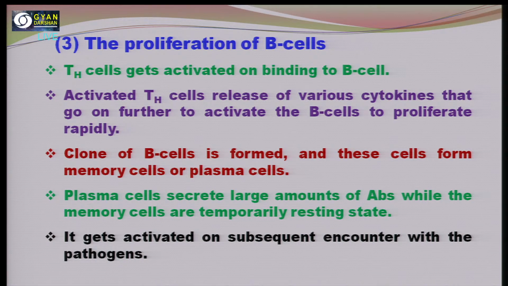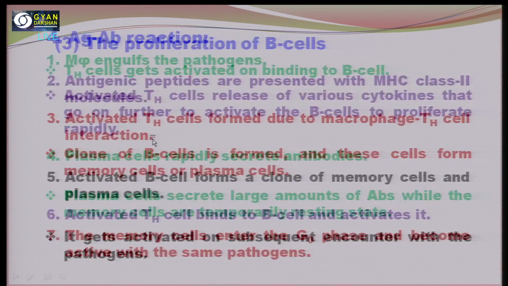Activated T helper cells release various cytokines. It is another very important process. The activated T helper cells release cytokines that go on to activate the B cell to proliferate rapidly. A clone of B cells is formed, and these cells form the memory cells or plasma cells. Plasma cells secrete large amounts of antibody, while the memory cells are in a temporarily resting state. They get activated on subsequent encounter with the pathogens. So this is the proliferation of the B cell, and several steps are involved in it.